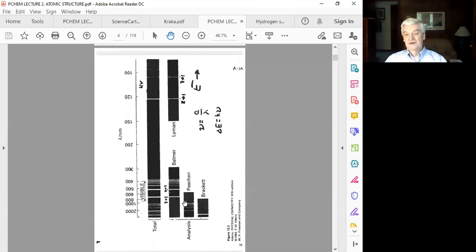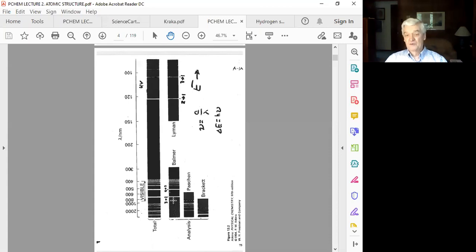And then the 4 diagrams here, these are probably all just taken off of this bigger one so we can name the series. The Balmer series is this one right here. So this is in the visible region. I've written on top here what some of the transitions are. This one is 3 to 2, this one is 4 to 2.